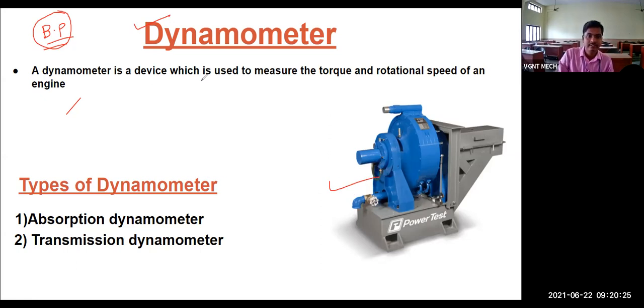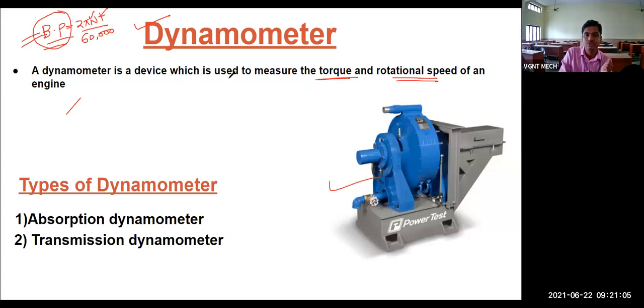It is a device which is used to measure the torque as well as the rotational speed of an engine. Because what is the formula of brake power? The brake power formula is 2 pi NT divided by 60,000. This is the formula to calculate brake power. So here only two variables are there, that is capital N, the speed of the engine, and torque. If we can calculate the speed of the engine and the torque of the engine, then we can calculate brake power. So that's why we are using this dynamometer.